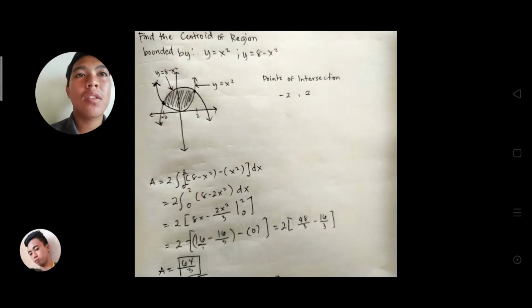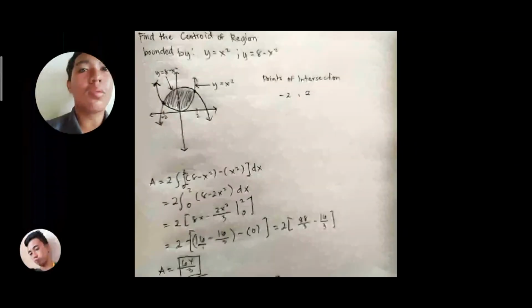Now we will find the centroid of the region bounded by the function y equals x squared and the function y equals 8 minus x squared. This is what the graph looks like. First, we will find the points of intersection. I have already solved it. The points of intersection are -2 and 2.